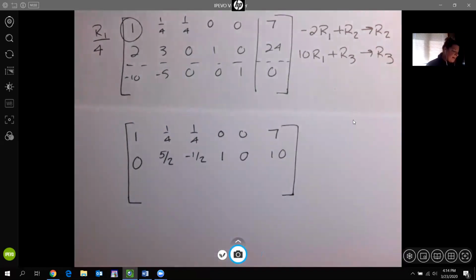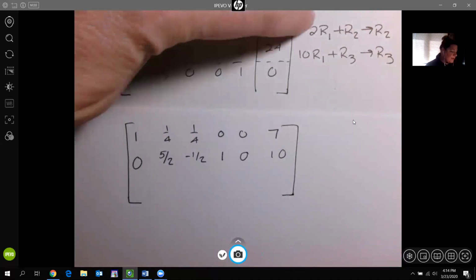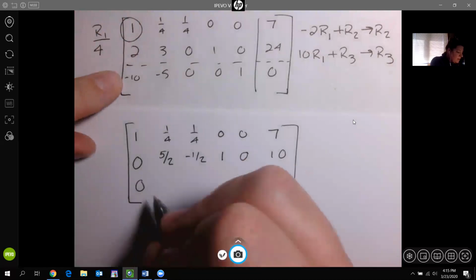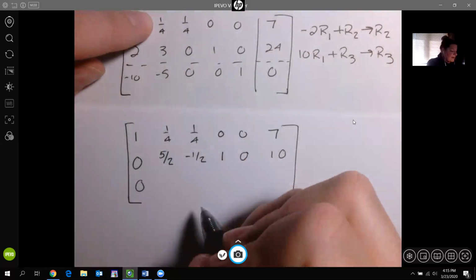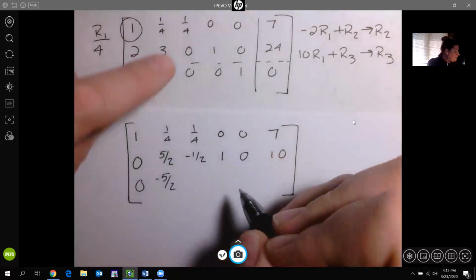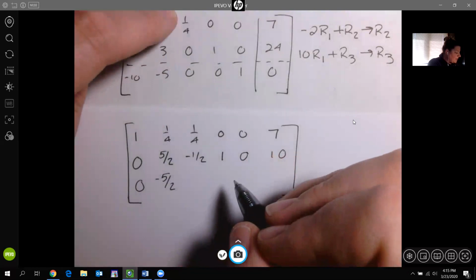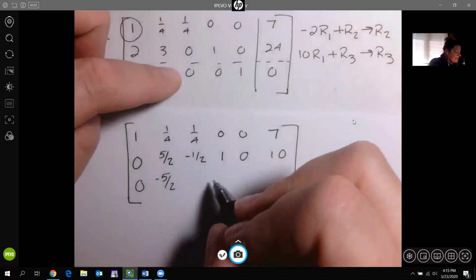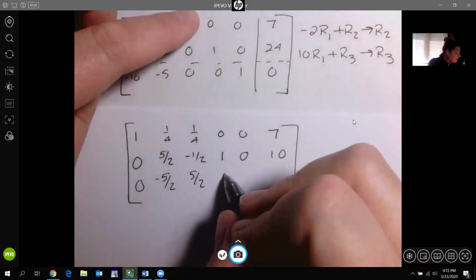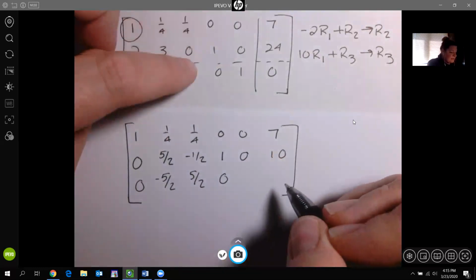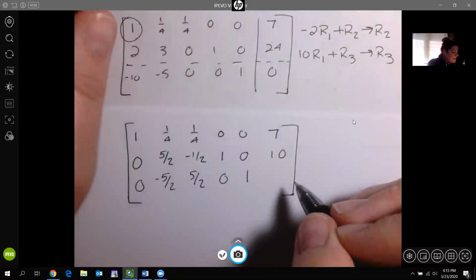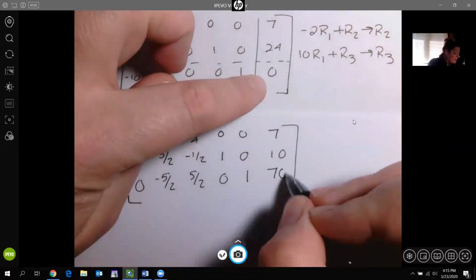Okay, so we did that first row. Then we're going to do 10 times all of these and add it to the last row. So 10 times 1 plus negative 10 is 0. 10 times 1/4 is 10/4. Minus 5 is negative 5 halves. 10 times 1/4 plus 0 is 10/4, which is actually 5 halves as well. And then the 0 will stay 0 because 0 times 10 plus 0. And then 0 times 10 is 0 plus 1 is 1. And then 7 times 10 is 70 plus 0 is 70.